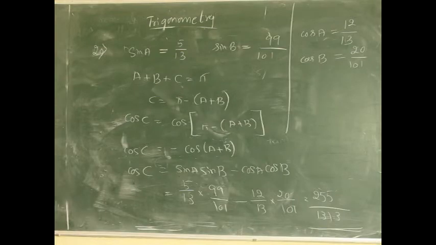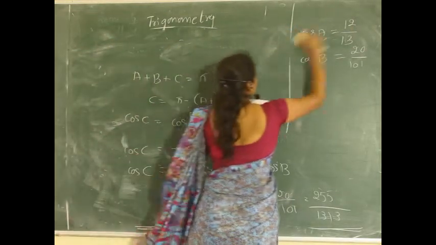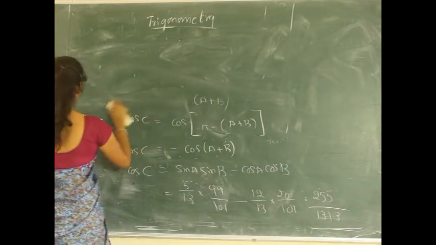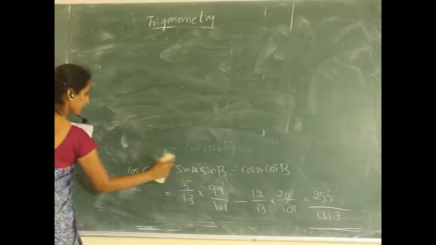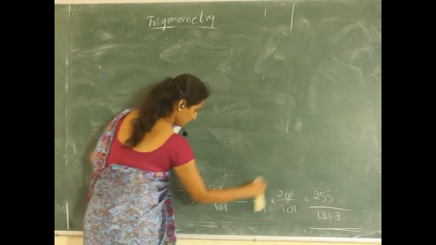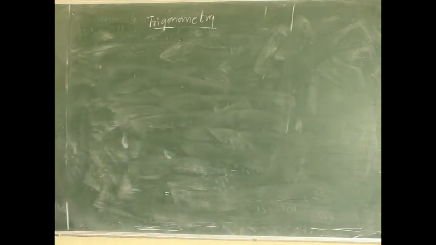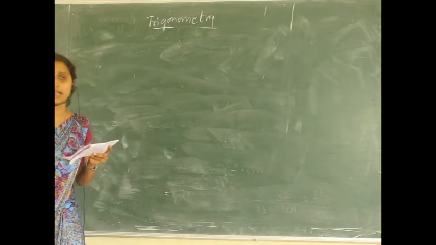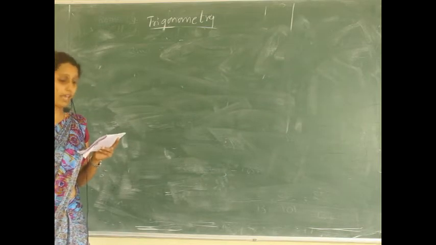Next, after the 20th question, the 21st question. What will be the value of tan 4 degree plus tan 8 degree plus tan 12 degree, and so on up to plus tan 180 degree? So tan 4 degree plus tan 8 degree plus tan 12 degree plus tan 16 degree, and so on up to tan 176 degree plus tan 180 degree.